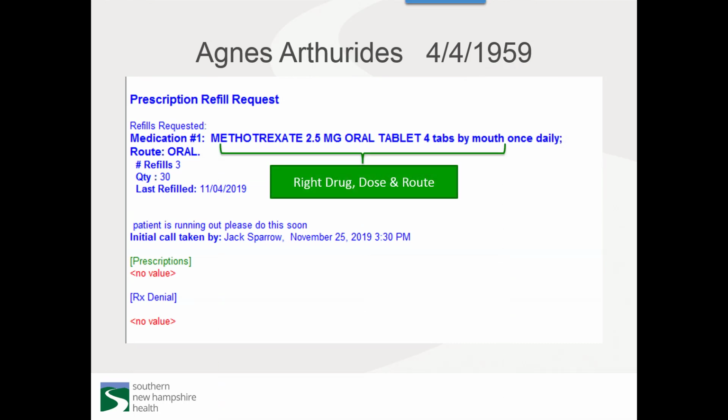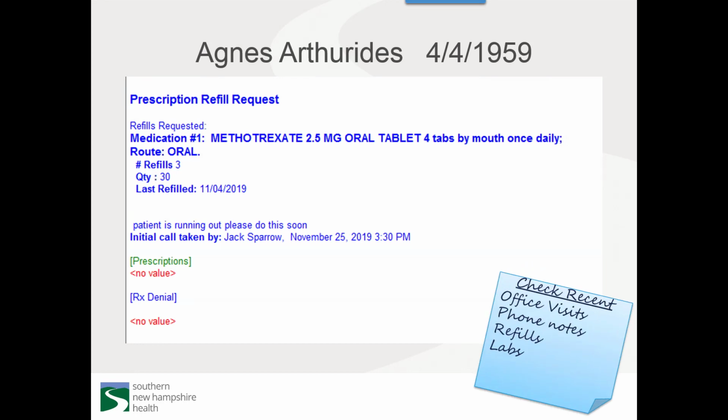Also, we have the right drug, dose, and route. So this is important because, as we know, the medication list in the medical record doesn't always reflect what is supposed to be happening. So we want to be careful and look not only at the med list, but also at some of the other information in the chart, recent office visits, phone notes, refills. Find out what the plan of care is and if this prescription matches that plan of care.